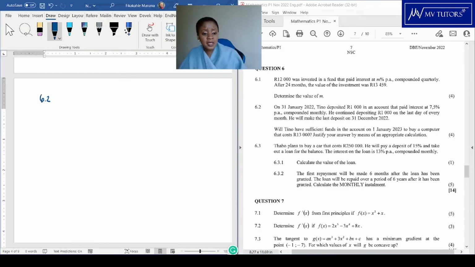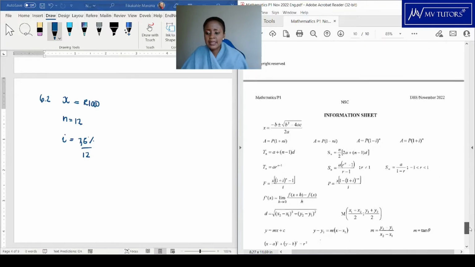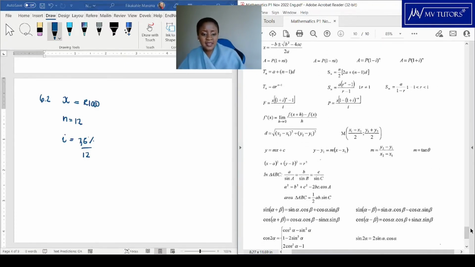Because it's an annuity, x is equal to 1,000 Rand. n is equal to 12 because it's every month. And interest is 7.5% per annum compounded monthly. Remember, this is a future value question because this is something that he's investing. He's not taking out a loan, so he's going to get it in the future. So we have to use the future value formula. You don't have to know it off by heart. It helps to, but it's provided in the formula sheet.